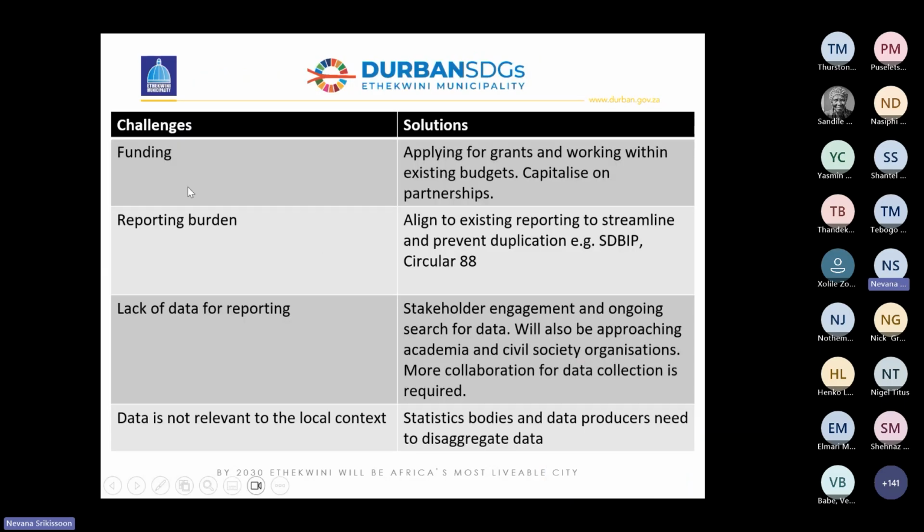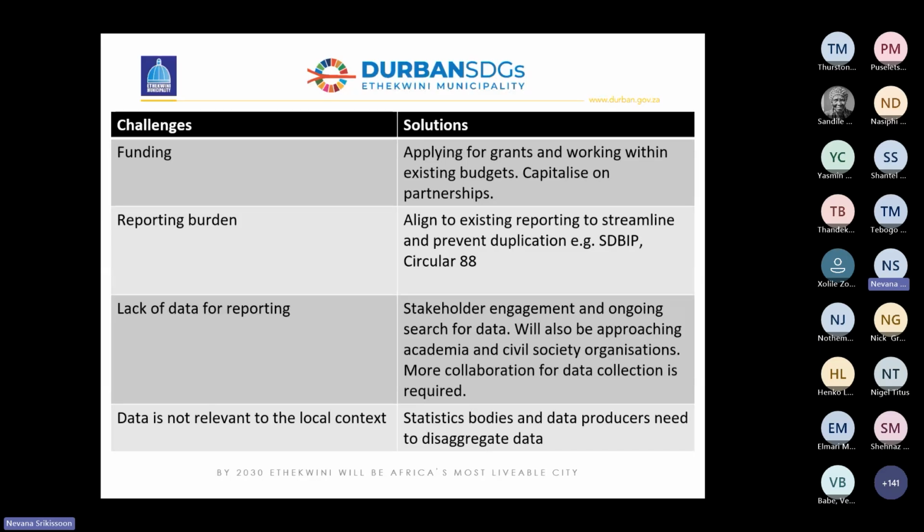Our challenges, of course, funding, and our solution for that is to apply for grants and work within the existing budgets. Very often projects that are already on the go can be crafted such that they talk to the objectives and the goals of the SDGs as well.